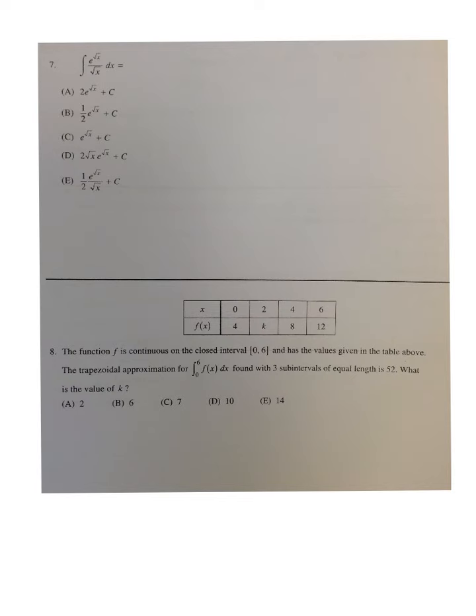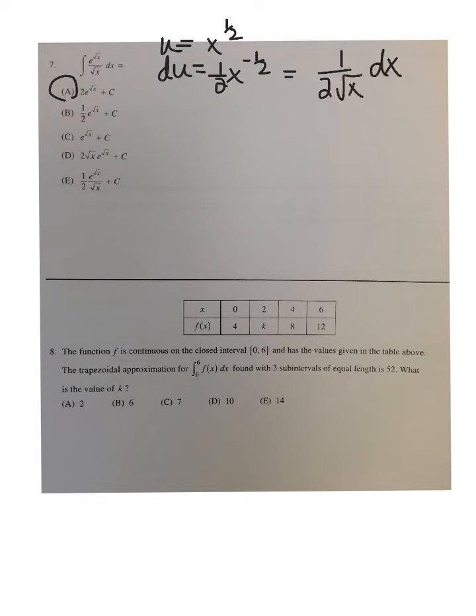Alrighty, 7, the answer is choice A. Now you're going to have to do u substitution here. I would make my u the radical x, which if you're okay with that, I'm just going to make that x to the 1/2 power, which in turn would say that the derivative is 1/2 x to the negative 1/2 power. Well, another way to write that is 1 over 2 radical x. And let's not forget the dx.